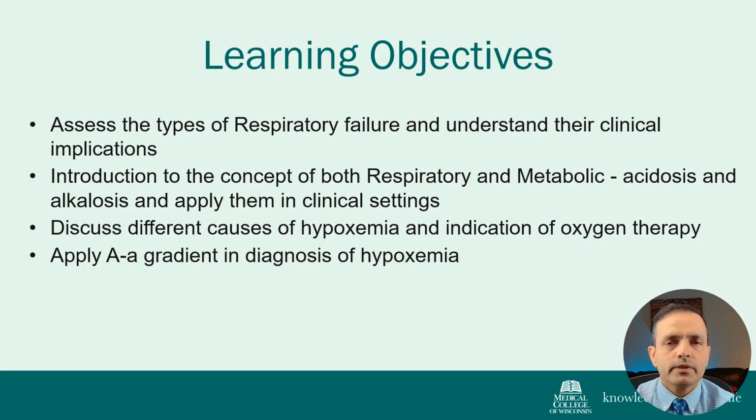The learning objectives for this lecture include assessing the type of respiratory failure and understanding their clinical implications. Then we will be talking about both respiratory and metabolic acidosis and alkalosis. We're going to apply them in clinical settings. Then we'll be discussing different causes of hypoxemia. We'll also take an opportunity to discuss indications of oxygen therapy. Then we'll learn about the AA gradient, and how to apply it in the diagnosis of hypoxemia.